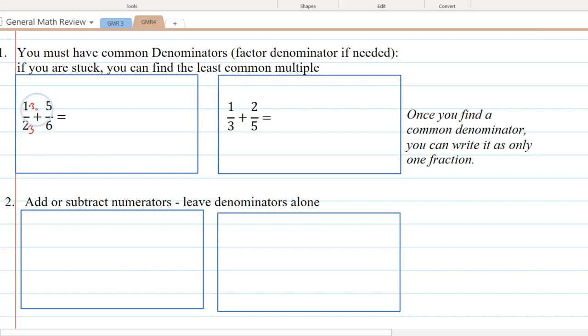What that gives me is 1 times 3 is 3 over 6 plus, now I didn't have to change the other fraction, so I'm leaving it the same, 5 over 6. Next, add or subtract the numerators. We're going to leave the denominator alone. Now, one trick for making sure you leave that denominator alone is, since you have a common denominator, I only need to write it once. That's going to give me a 3 plus 5 on top. 3 plus 5 is equal to 8. And we did not change that denominator.